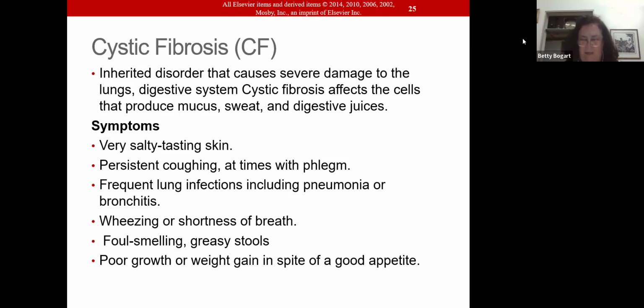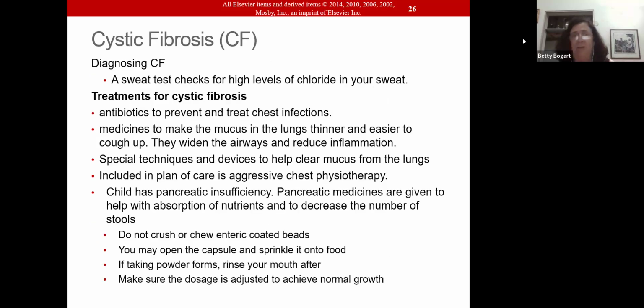So how would we feed these children? Normal salt, high salt, absolutely. High protein and high carbs. And we're going to decrease the fat, even with medication, because we don't want those foul smelling, greasy stools and abdominal discomfort.